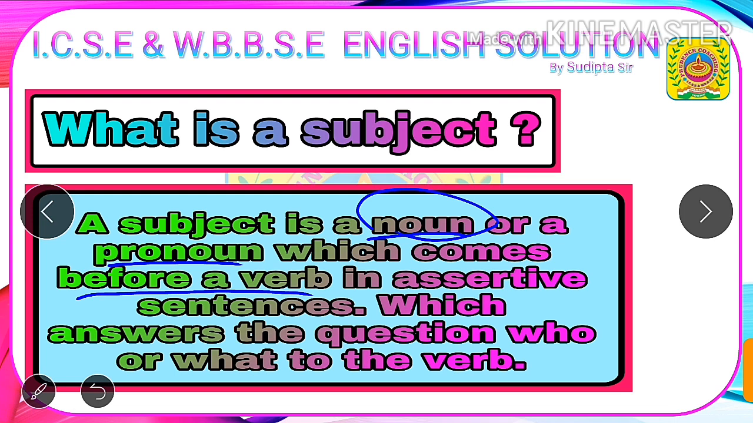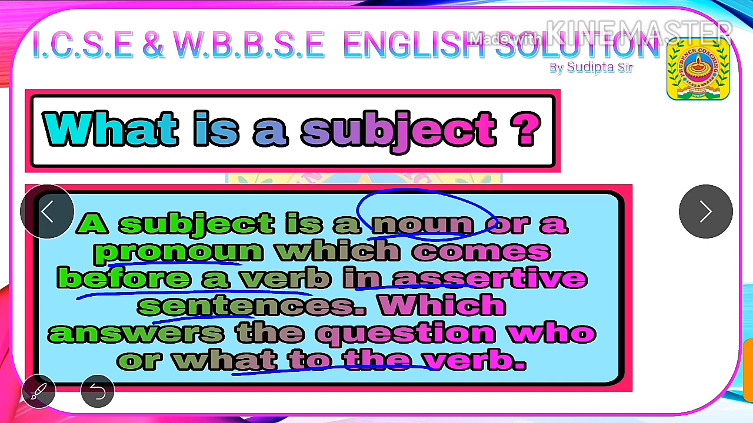So students, we have learned that subject may be a noun or a pronoun which comes before a verb in an assertive sentence. So in an assertive sentence, we will always find the subject before a verb, which answers the question who or what to the verb. That means if we ask the question what or who to the verb, the answer which we will get will be the subject. For example, he plays every day. Here, plays is our verb. If we ask who plays, then we get the answer he. So here, he is the subject.